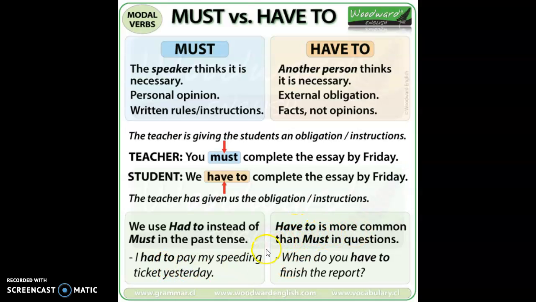Have to is more common than must in questions. So in this question here, when do you have to finish the report? It is more common to use the structure have to than the structure must, though it's also not that uncommon to find when must you finish the report, but it's not that usual.